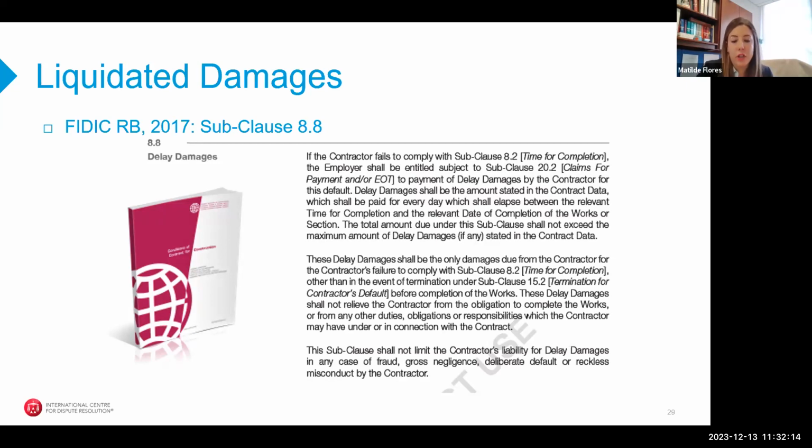And the logic behind liquidated damages is based on the difficulty of quantifying the actual amount of damages that a delay caused as these actually go through the project. So through the LDs, the parties agree in advance how the damages are going to be assessed in the event of a breach of the contractor in achieving the completion date.